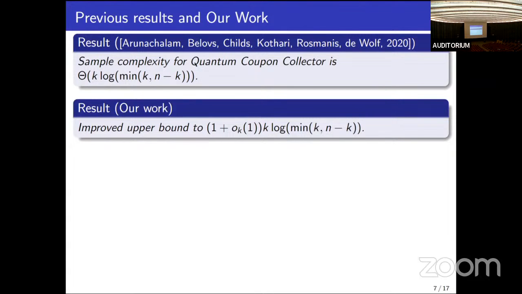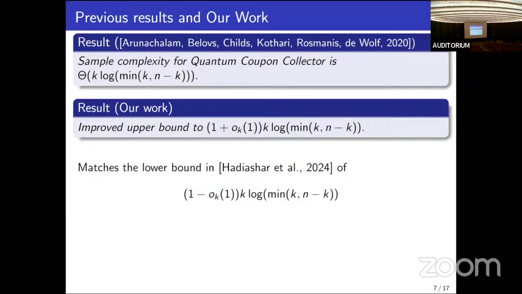Now, why is this interesting? We recently showed the same lower bound up to lower order terms. That is, we have now characterized the sample complexity of this problem not up to constant factors, but in fact up to lower order terms. Such characterizations are usually hard to find.